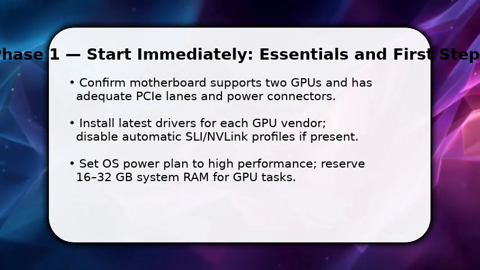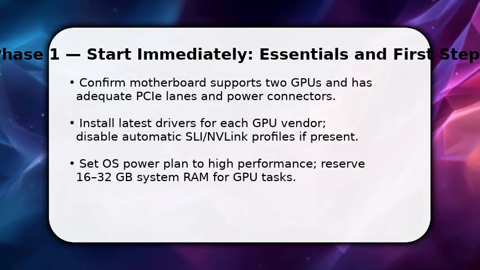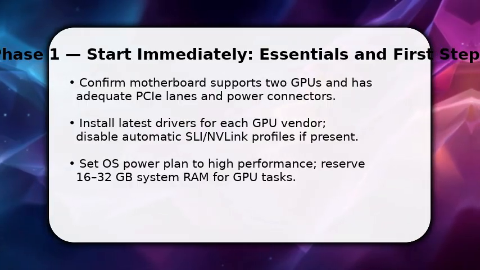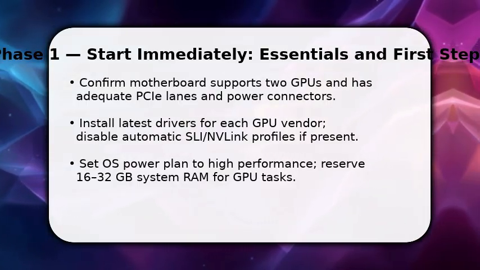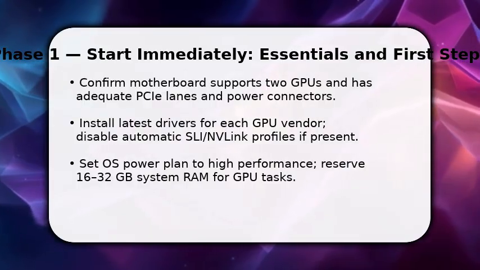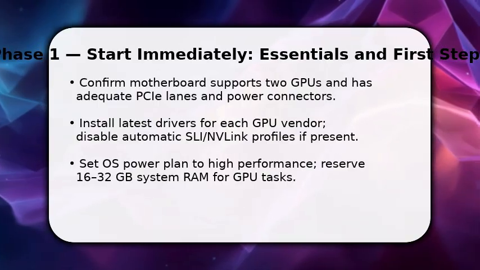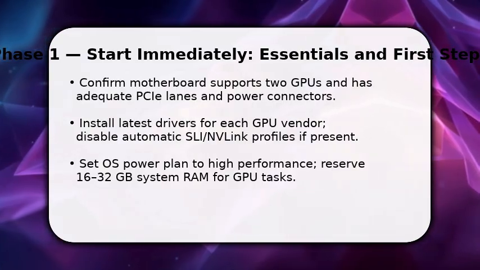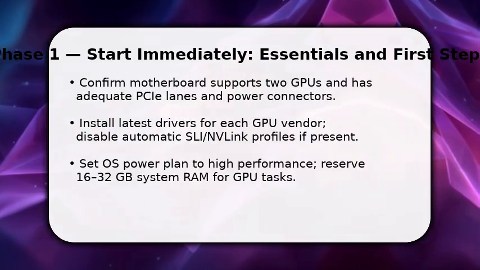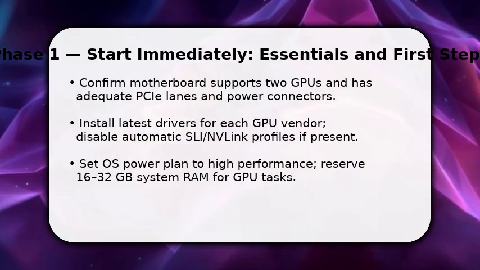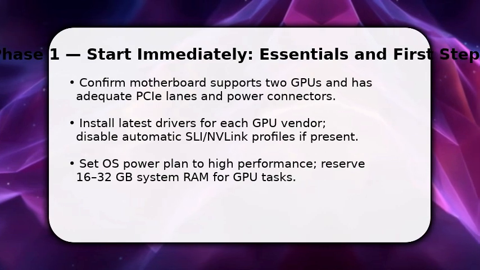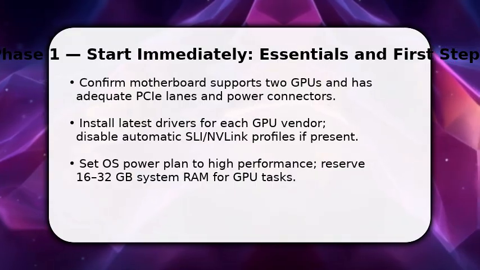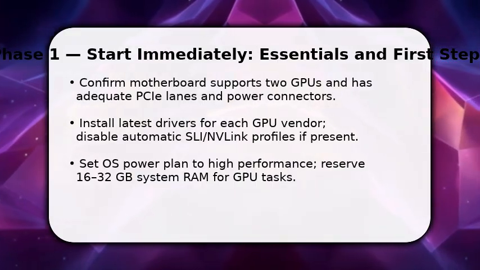You start by verifying hardware compatibility, motherboard lanes, PSU wattage, and physical slots. Once confirmed, install each GPU in its slot and connect dedicated power cables. Next, boot and install the latest vendor drivers, then disable any automatic SLI or NVLink grouping to prevent driver conflicts. Also set the operating system power plan to high performance and allocate sufficient system RAM for transfers. These first steps remove common bottlenecks and prepare the system for multi-GPU configuration without SLI.